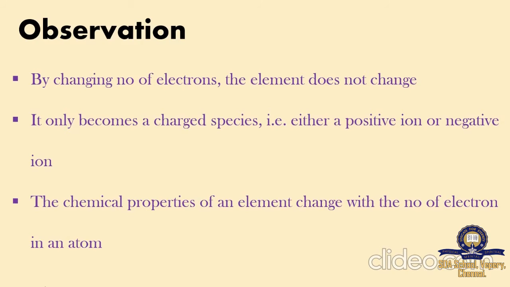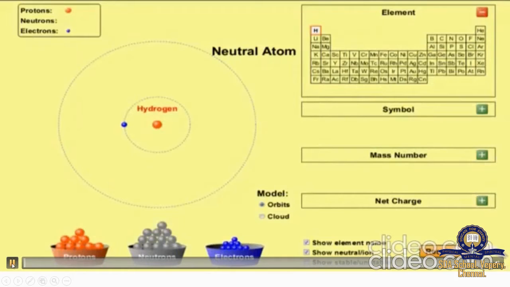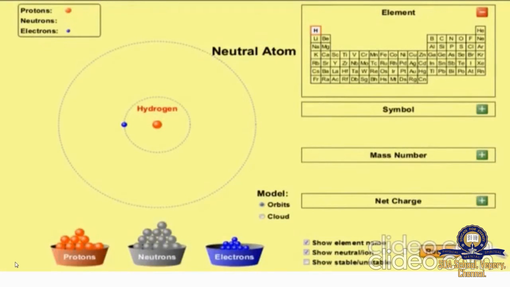So now we are going to check the second subatomic particle, which is the neutron. Now let's add a neutron to an atom. Let us see what happens. So again, we have a hydrogen atom. The nucleus has one proton and it has one electron. Now let me add one neutron to it. When I add one neutron to the nucleus, you see that it still remains a neutral atom.